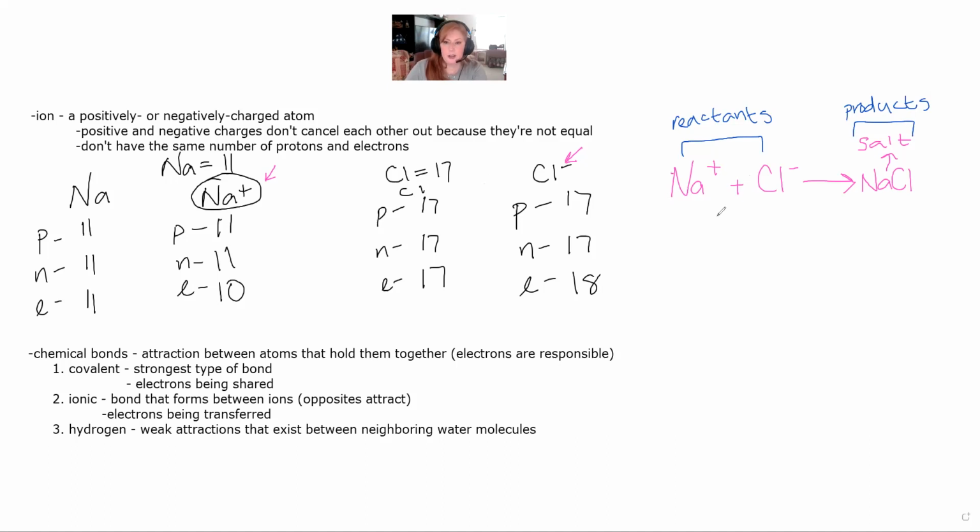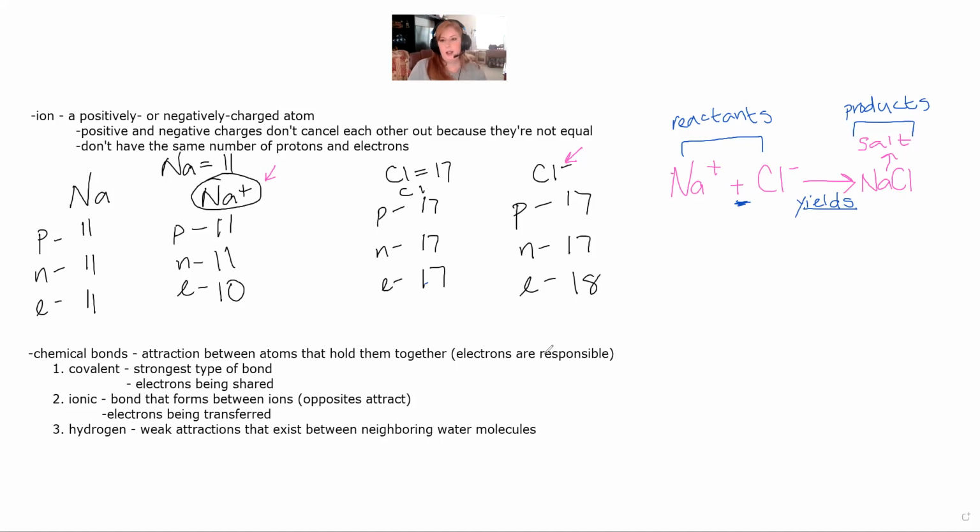So I have my reactants showing that I'm doing sodium plus chlorine, the ions, and then we use this arrow. And in chemistry, when you're writing equations, you don't use an equal sign like you do in math. Instead, you use an arrow like this, and this arrow means yields. This is what you get out of it. Okay. So if I were to say this out loud, I would say sodium ion plus a chloride ion yields sodium chloride. Okay. That's just so that you know what the terms are.